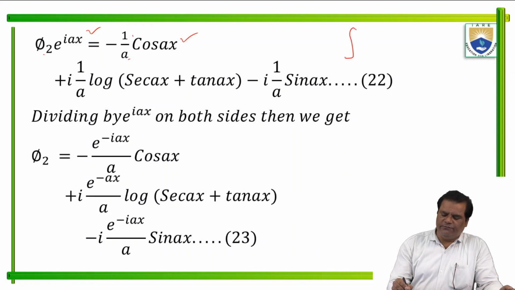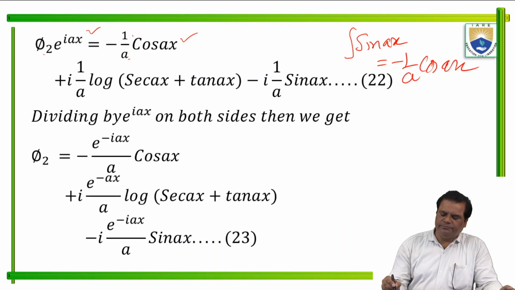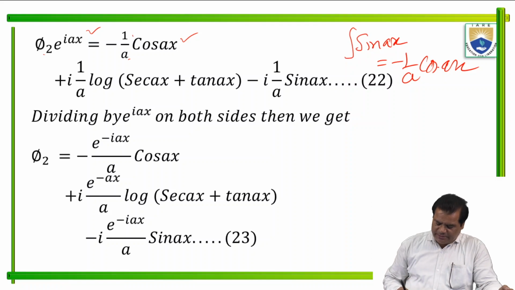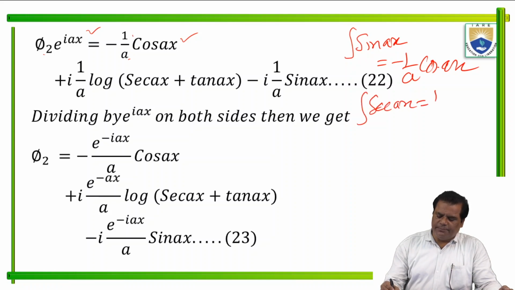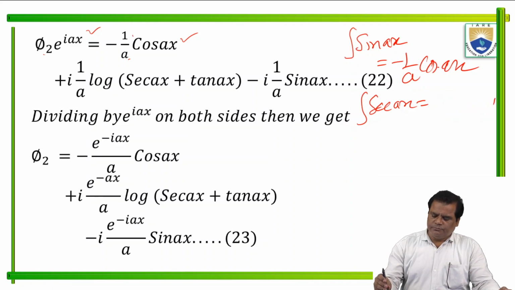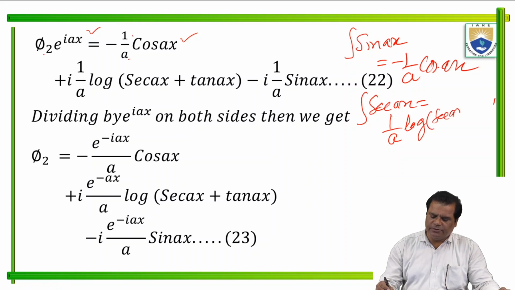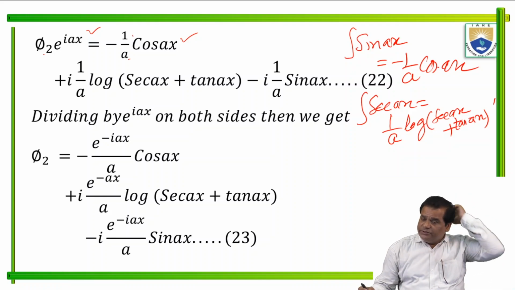We apply here integration of sin ax, this equals minus 1 upon a cos ax. And here the next function is integration of sec ax. Again I am writing the formula, integration of sec ax equals 1 upon a log of sec ax plus tan ax. This is the formula. This equals 1 upon a log of sec ax plus tan ax. This is integration of sec ax dx.